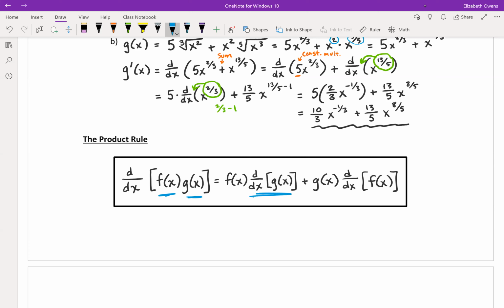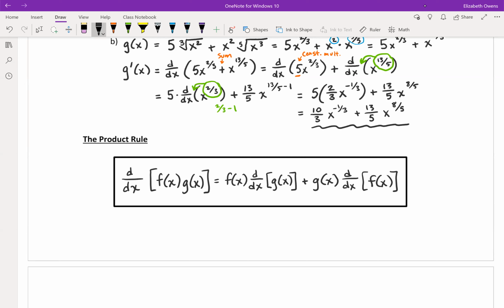But again, there are probably some more creative memorizing strategies for that, I'm sure. If you just Google them, I'm sure someone has come up with something better than that. But I go, yeah, first times the derivative of the second plus the second times the derivative of the first. So if you hear me saying that, that's what I'm getting at. Okay, so this is the product rule statement.